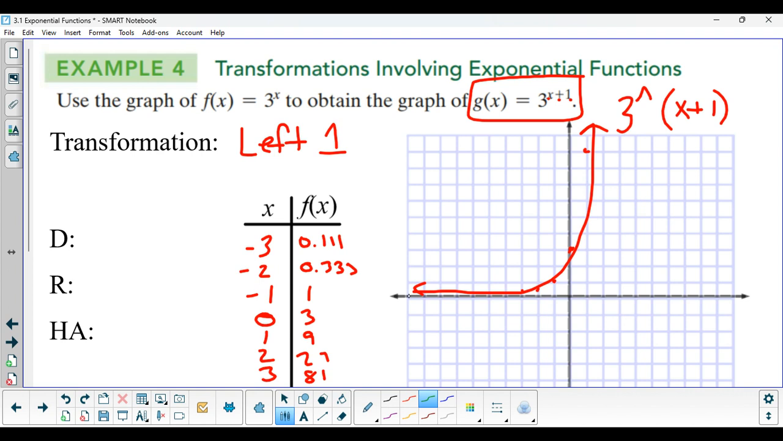So once again, where would our asymptote be? It's going to be right along this x-axis again because the graph only shifted to the left. So that y equals 0 is still going to stay the same because it didn't move up or down. All right, our domain will still be the same thing, as will our range.